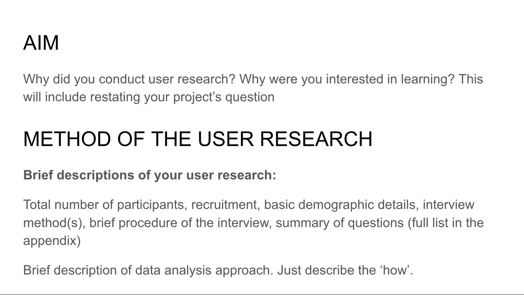It should also include a summary of questions. So overall, you might say the questions were in 2 groups. The first group of questions were directed towards this. The second group of questions were directed to find out more about this and that. And then you will provide a full list of the questions in the appendix.